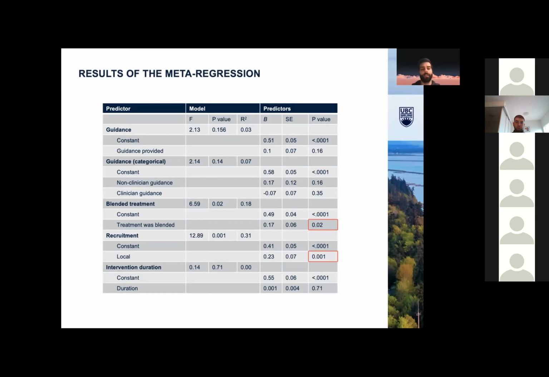So there's actually no data that we were able to find to support what most other studies have reported, and that is that guidance is actually effective and increases adherence as well. Our meta-regression found to be a significant predictor is blended treatment. So again, if the treatment was blended, so if the online therapy was provided as an adjunct to some other form of treatment as usual, then it is a significant predictor of adherence. And the same thing goes for local recruitment. Intervention duration was not a significant predictor.